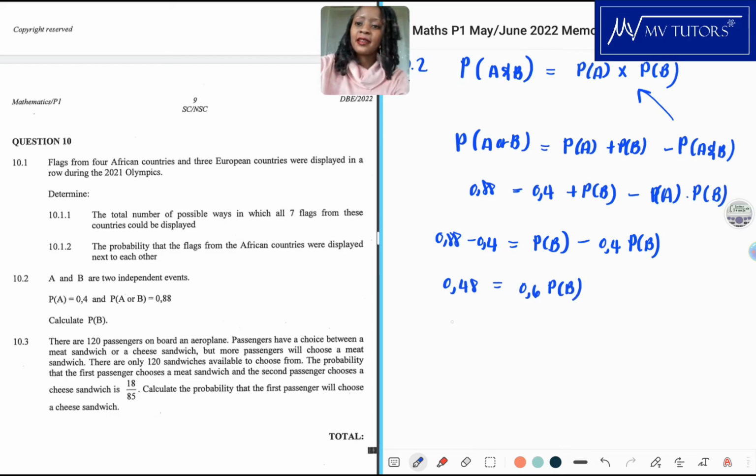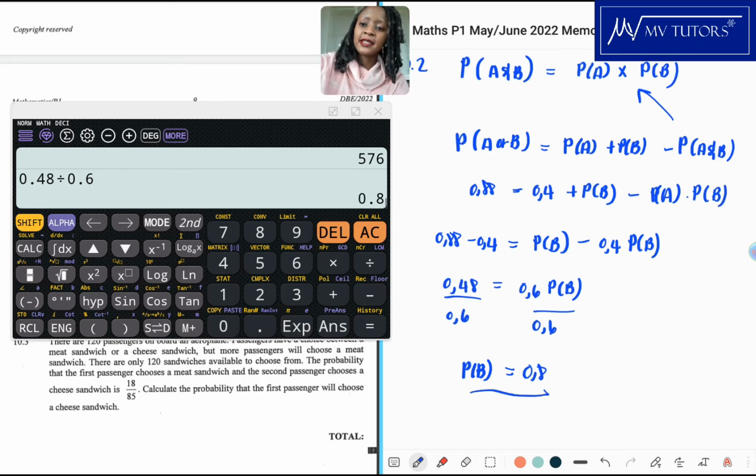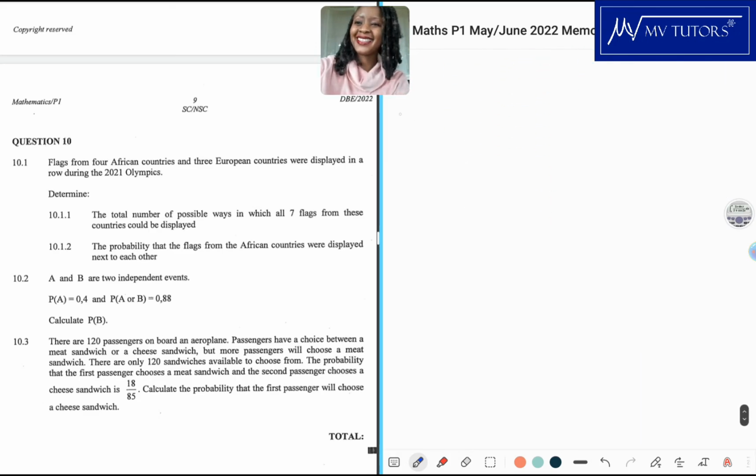Right? And then if I divide both sides by 0.6, I will have that the probability of B is equal to 0.48 divided by 0.6. That's 4 over 5, which is the same as 0.8. And yeah, guys, that's basically the answer. So we are done with 10.2. And now we're headed over to 10.3, and then we are done with this paper.